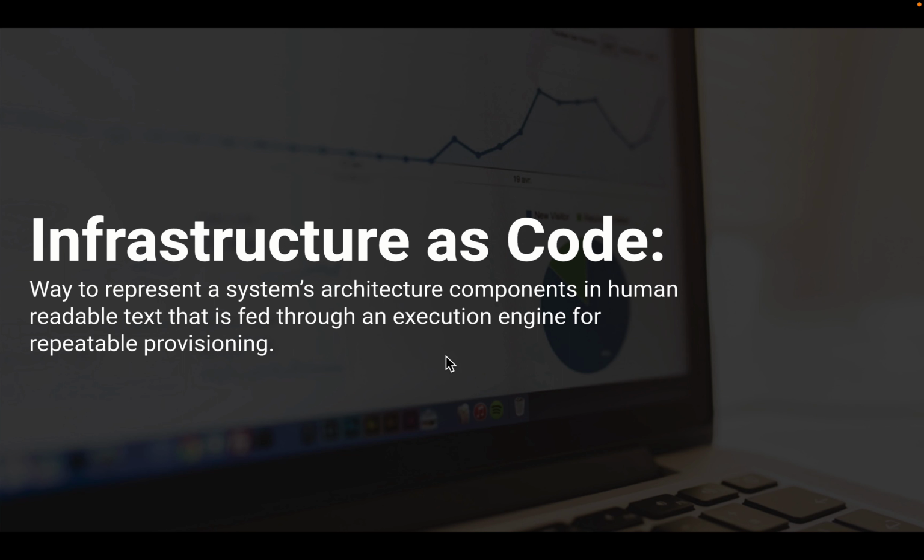So let's begin our discussion by level setting on exactly what I mean by infrastructure as code, which is also commonly referred to as IaC. Infrastructure as code is a representation of a system's architecture components, also known as infrastructure, captured in human readable text that can be fed through an execution engine, resulting in repeatable provisioning of your architecture.